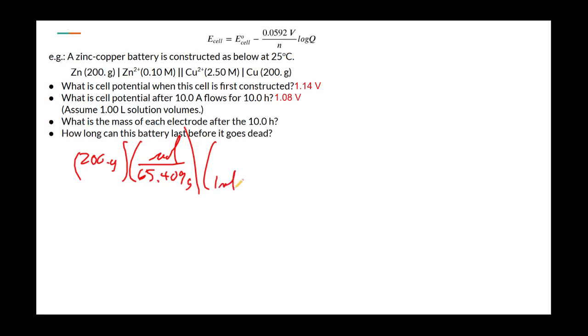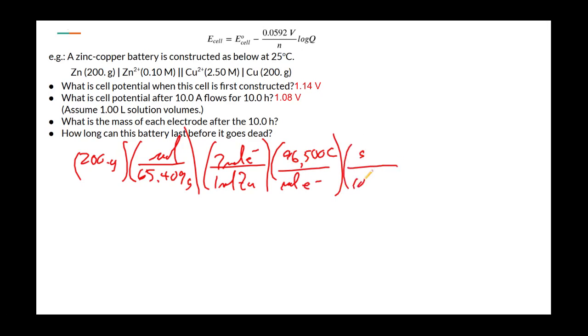There's 1 mole of zinc for every 2 moles of electrons, 96,500 coulombs for every mole of electrons, and 10 coulombs per second was our current flow, and this gives us 59,000 seconds. All right, so that's if zinc is the limiting reactant here.